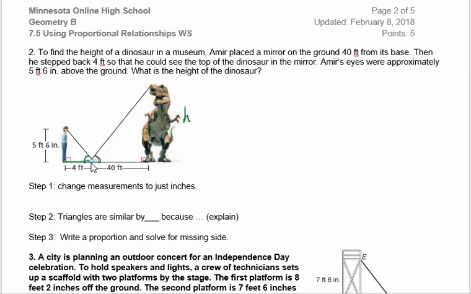We know that these two triangles are similar because we have two right angles and then two congruent angles. These are all given. So they're AA because you have two pairs of congruent angles. And then you're going to write a proportion and find the missing side.